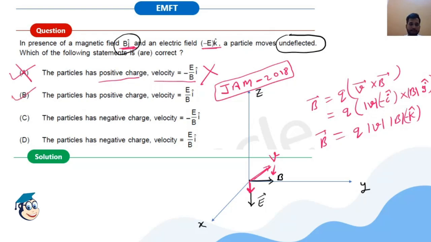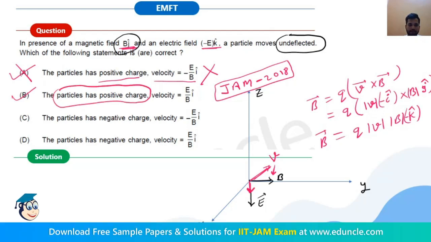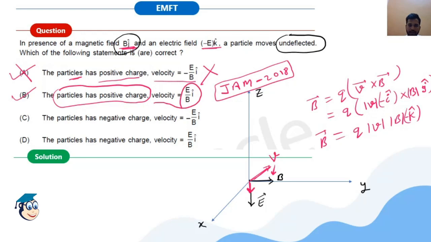Let us check option B. Option B says the particle has a positive charge, same as the first option, but this part is not the same, and the velocity is E over B i cap. The velocity is in i cap. So let me erase this part, and you can see that the electric field was in this direction, and here it is saying that the velocity is in i cap. This is i cap. This is the velocity, sorry, the velocity is in i cap.